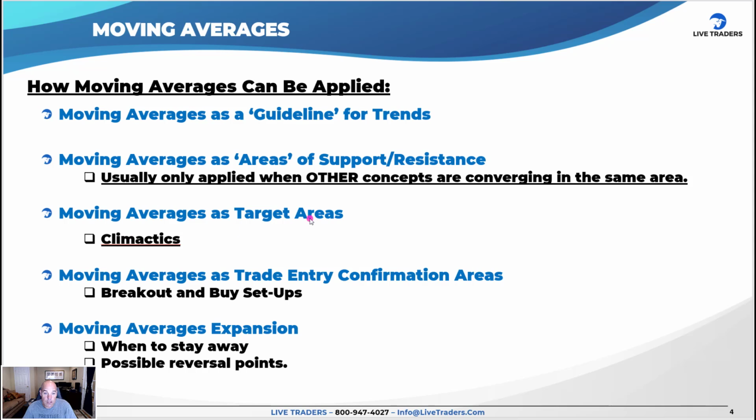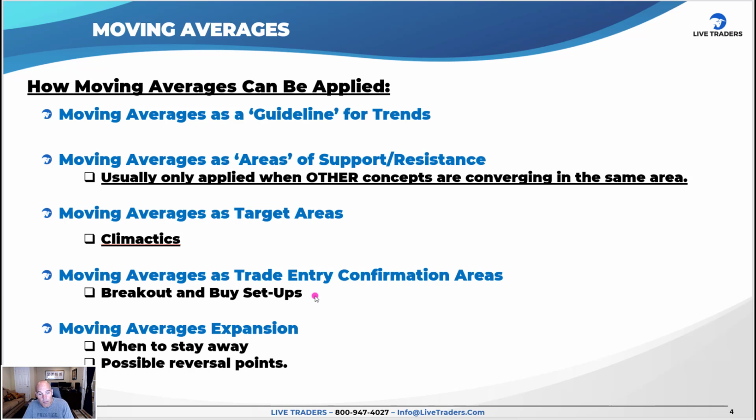Next, moving averages as target areas. Think about climactics. We often use the moving average as an area for a target, or a 50% retracement or something like that. Next, moving average as trade entry confirmation areas. Like what? Well, when you think about a consolidation back towards the moving average, and guys, don't worry, you're going to see examples of every one of these bullet points.